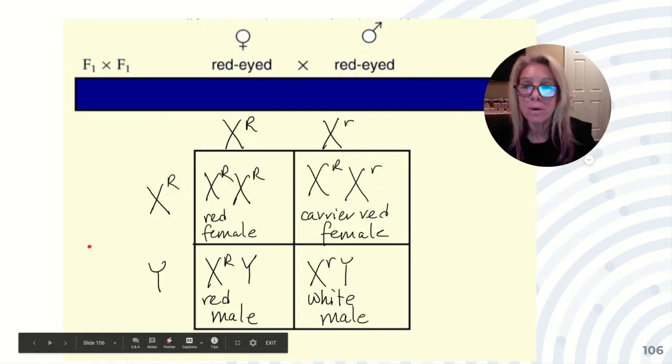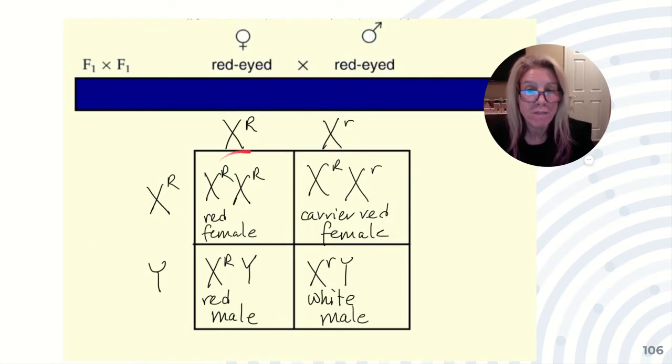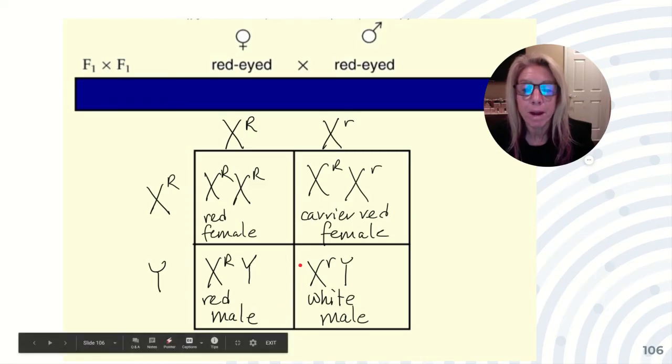All right. So this would be how that cross turns out. So this would be a red female, should be homozygous red. This would be a carrier red female. And here we have the red male, and here we would have a white male.